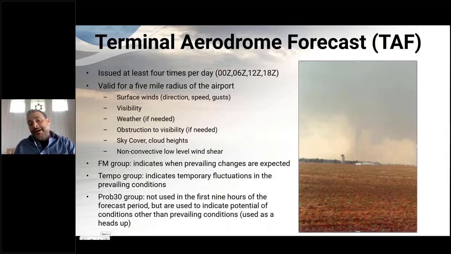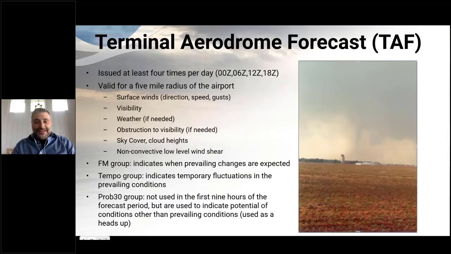TAFs are mainly comprised of a couple different groups. A FROM group, which is basically going to be the prevailing conditions throughout the period. A TEMPO group, which is going to be temporary conditions. We try to keep those as short as possible, so we'll use those for reductions in visibility or convection. And then a PROB30 group, which is going to be out past 9 hours in the TAF, but it's going to kind of give you a heads up of some potential hazard that may be there.